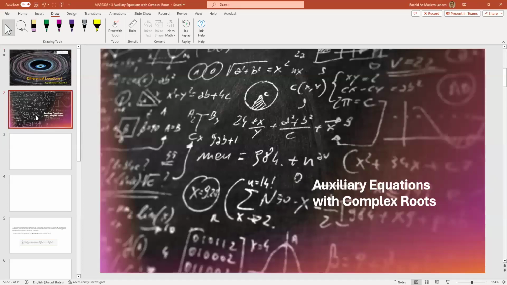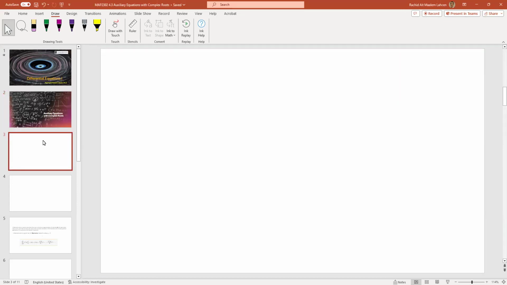Hello everyone. In this video, I'm going to explain auxiliary equations with complex roots. We're still in the subject of linear second order equations, and this is the other case in which a discriminant comes up to be negative. This video is about the background behind the formula you use to solve. So I'll do another video going directly into the examples.